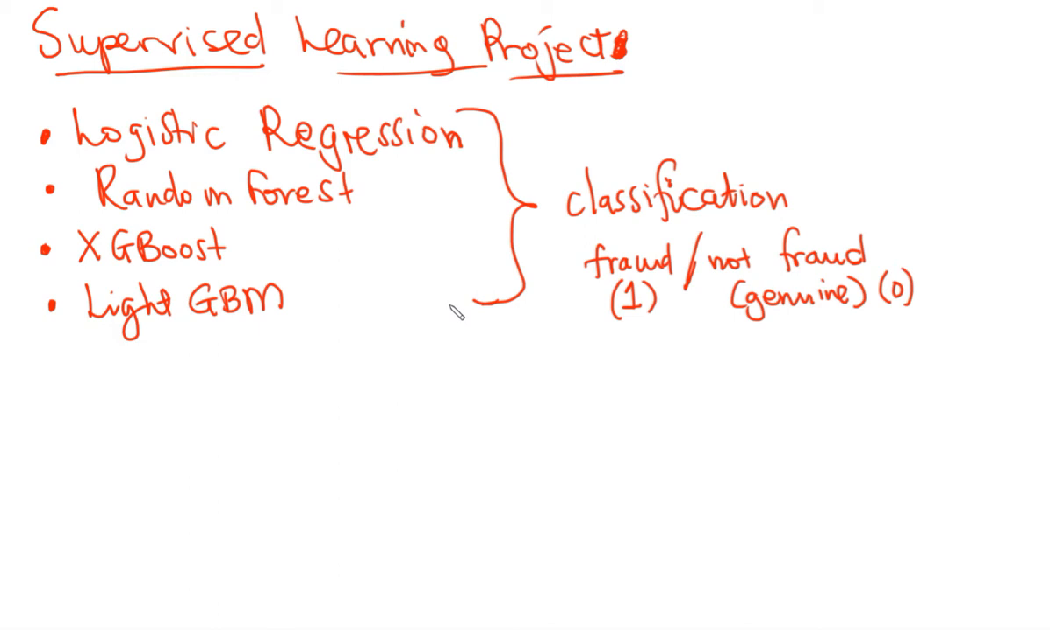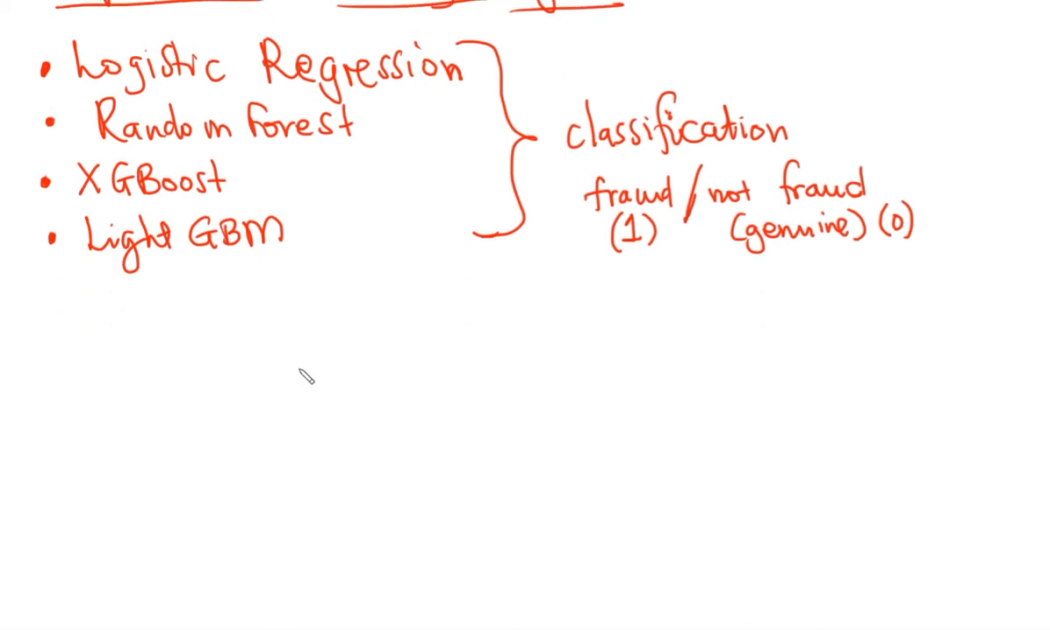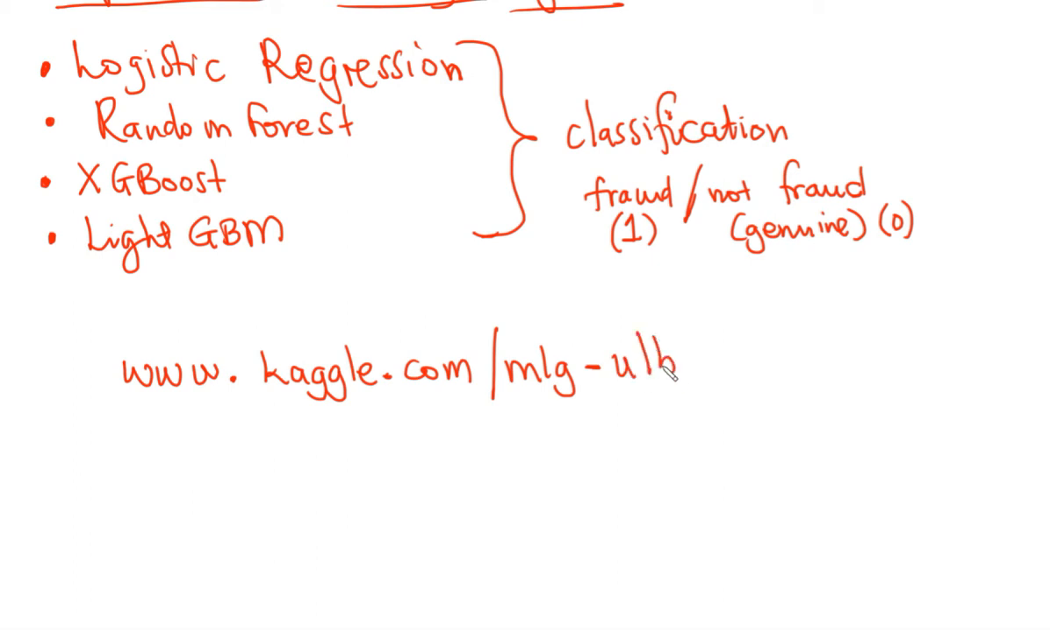But where is this data? We're going to get the data from Kaggle, and this is the link to the dataset itself. I'll put the link in the description of the video. Kaggle.com, MLG-ULB, and then it's going to be credit card fraud. If you go to this link, you find the description of the data, and you can download it, and maybe you can see what other people have done with the data and stuff like that.